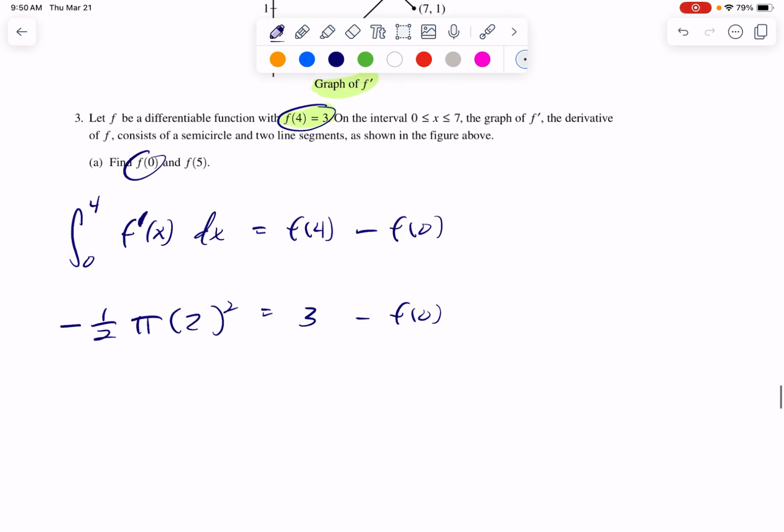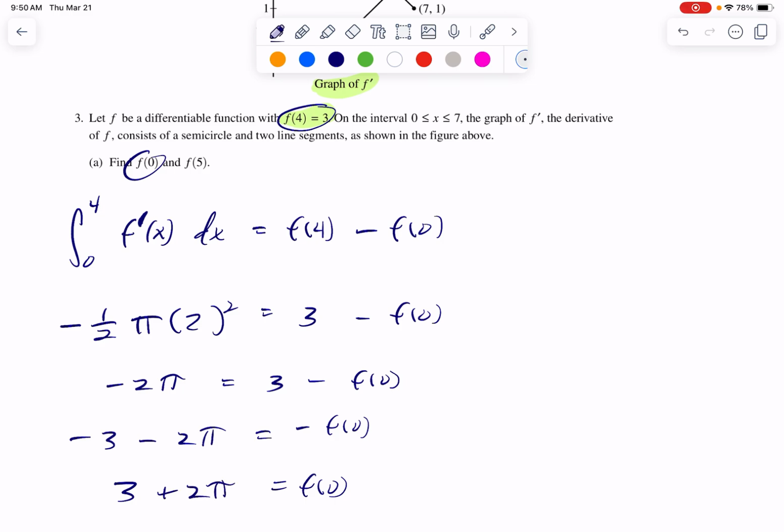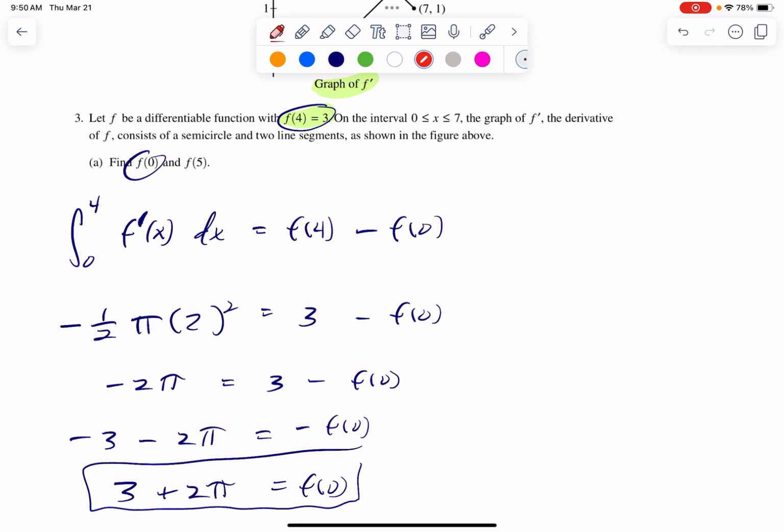f of 4 is 3. So here we'll just move things around. So this is going to be -2 pi. So we have -3 minus 2 pi equals negative f of 0. And so f of 0 is 3 plus 2 pi. And we can do the same thing for 5. Oh, so this should have been in red, sorry. Right, so this is all answer. I'm trying to use red for my answers, what I would actually write down.